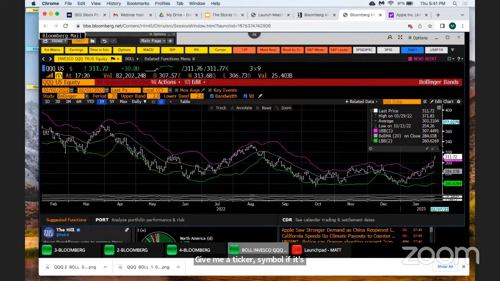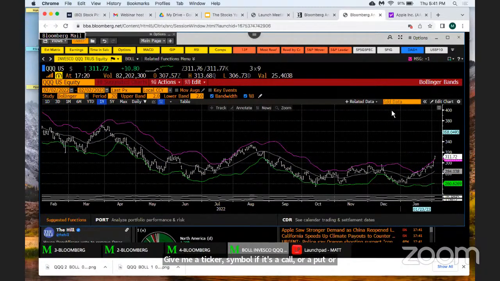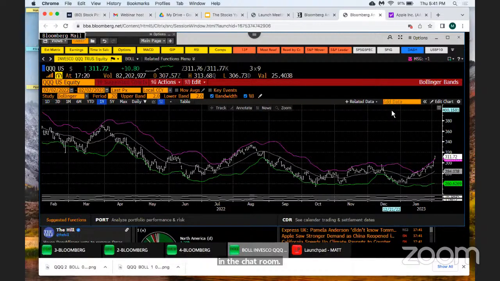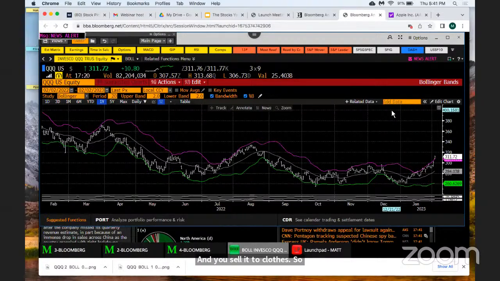But keep in mind, preferably calls and puts, because that's what we trade in the chat room. We're buying calls, we're buying puts. That's the most simple type of options trade that you can make. You're not doing anything complicated. It's just like buying the stock: you buy it and you sell it to close. So if you have a call or a put on a stock, put it in the chat.